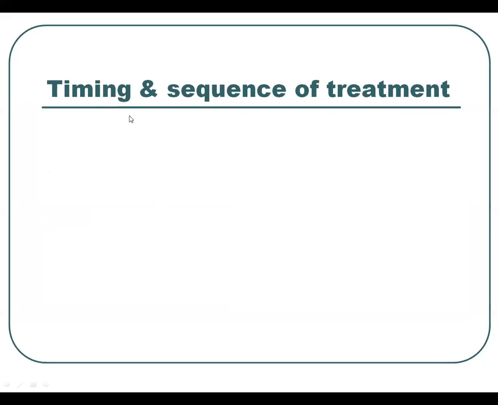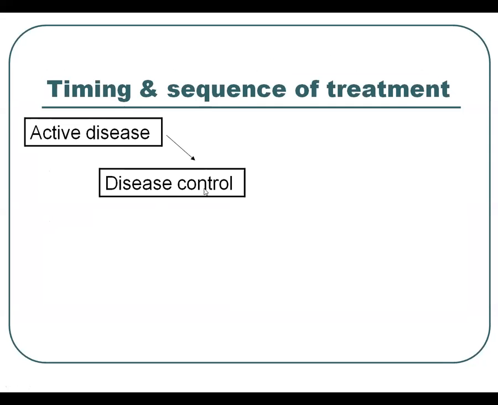Now coming to timing and sequence of treatment. In adults, mostly we see periodontal disorders, any other diseases related to the gingiva, or any diseases related to systemic disorders. First, you have to see whether the patient has any active disease, gingivitis, periodontitis. This disease has to be controlled first by doing scaling or by taking consultation from the specialist.